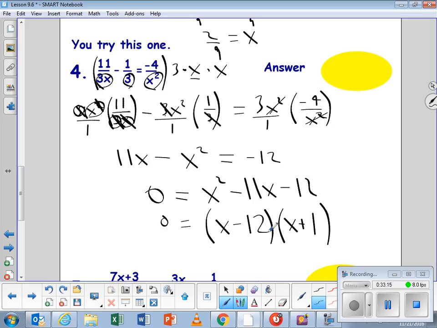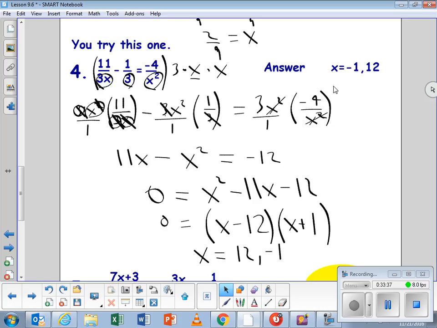Okay? So what's x equal? 12 or negative 1. So what do I have to do with them? Check. Check them out. Make sure they both work. Okay? In this case, they both work. Any questions on this? All right.